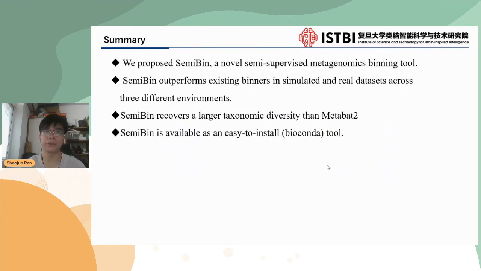In summary, we proposed SemiBin, a novel semi-supervised metagenomic binning tool. In our experiments, we evaluated that SemiBin outperformed existing binners in simulated and real datasets across 3 different environments. Also, SemiBin recovers a larger taxonomic diversity than MetaBAT2, which we think is very meaningful in metagenomic research. For now, SemiBin is available as an easy-to-install Bioconda tool.